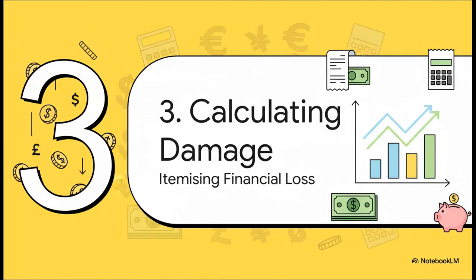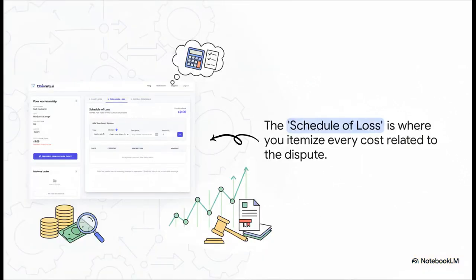Okay, let's talk about the money. In this section, we're going to move from the story to the numbers and quantify exactly what this whole dispute has cost you. This is what's called a schedule of loss. Now, it sounds super formal, right? But really, it's just a way to present a clear breakdown of your expenses. You just add each cost one by one. The reason this is so powerful is it shows you've done your homework.